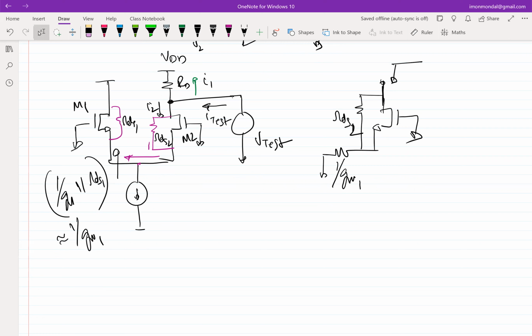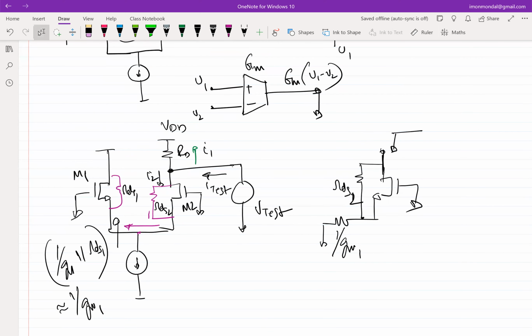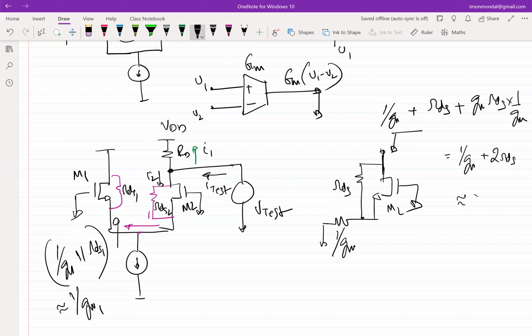You can add, but there is an expression, right? So for example, we did this a couple of classes back. Correct. Yeah, so impedance looking from top will be the summation of these two impedances, that is obvious. Make all of them identical. 1 over GM plus RDS plus the intrinsic gain of M2 times 1 over GM, right? So intrinsic gain of M2 is GM times RDS times 1 over GM. Okay, so this becomes 1 over GM plus 2 RDS, which is approximately equal to 2 RDS.